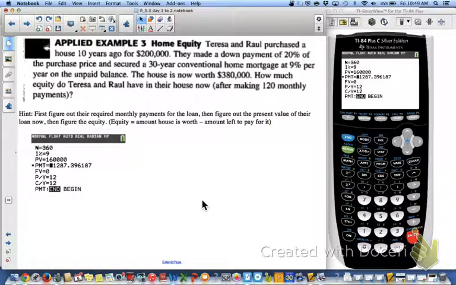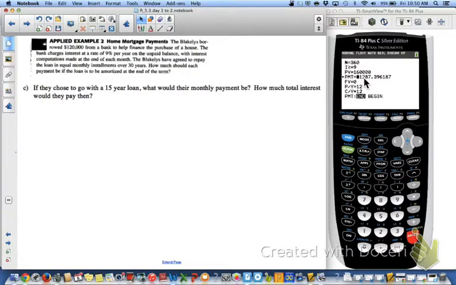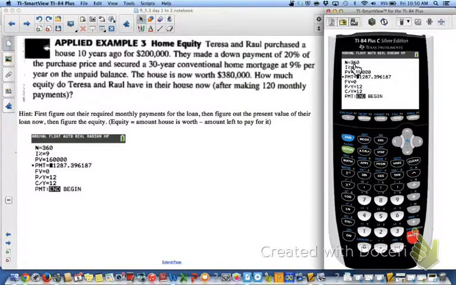Now what we want to do is figure out how much they've paid off of their loan. So once we've plugged this all in with the right data and figured out their monthly payment, we're going to go back up to here and change the N. If they've been making payments for 10 years, that means there's 20 years remaining.